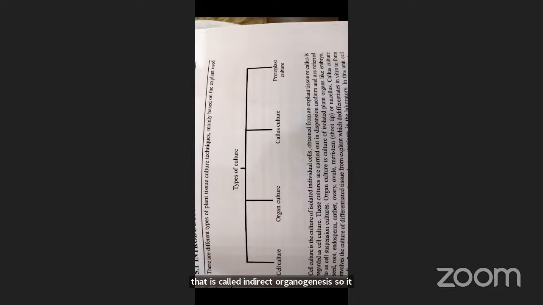So based on the type of development, organogenesis is classified into two types: direct organogenesis and indirect organogenesis. If these organs develop from the explant, that is direct organogenesis; if they develop from callus, that is indirect organogenesis.